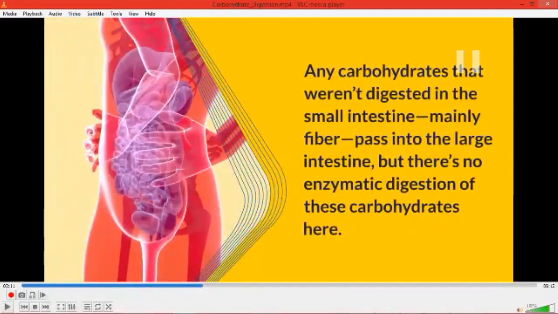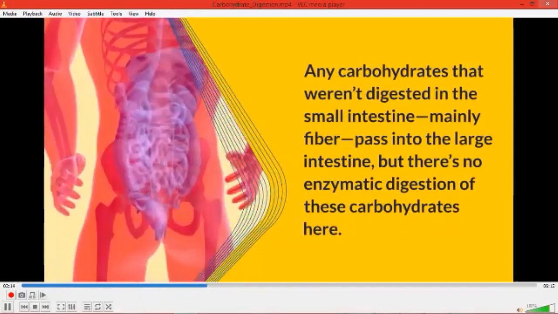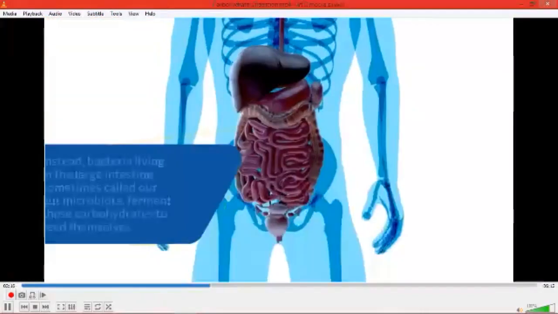Now we have some carbohydrates that cannot be digested in the small intestine. Example, we have the fiber. Remember I told you that fiber cannot be digested, and I said one thing happens. Fiber goes to the large intestine and it ferments. I guess the microbiota in the large intestine ferments the fiber and uses it as its own food.